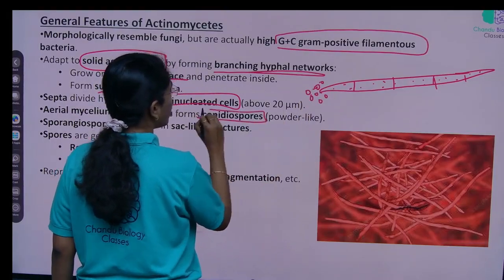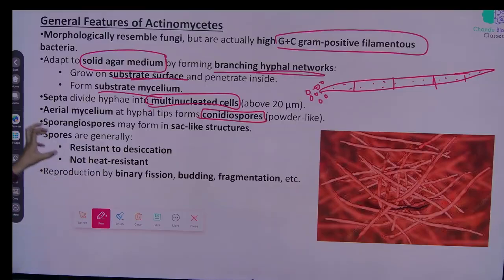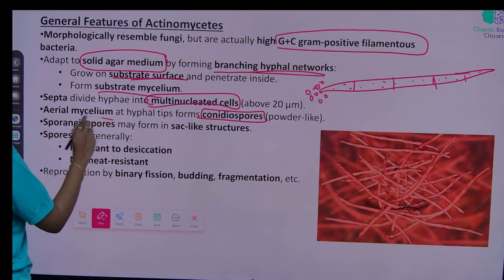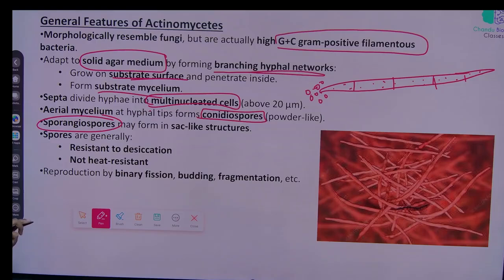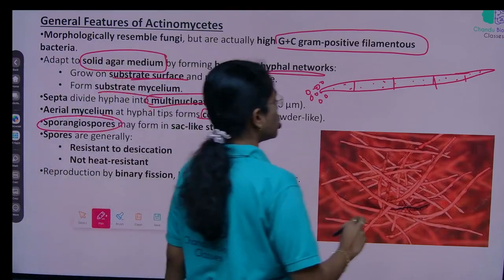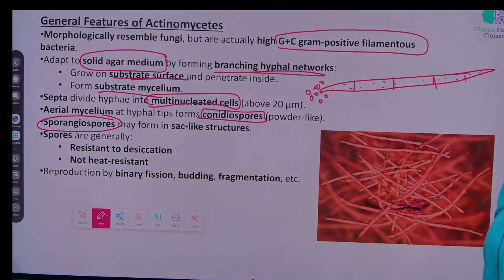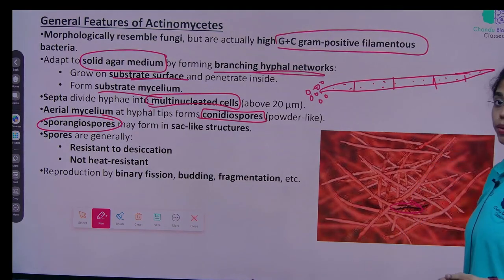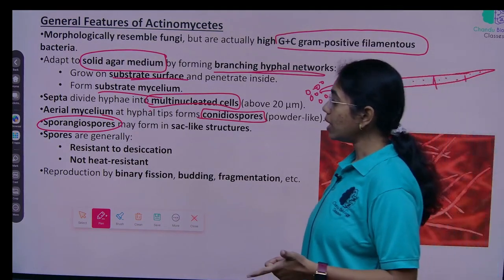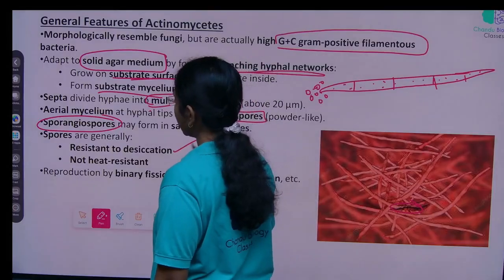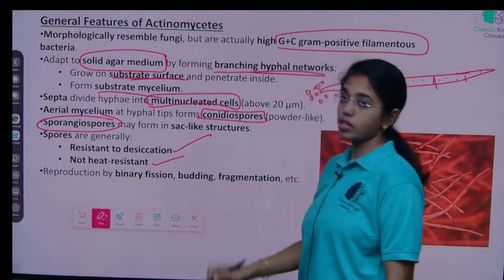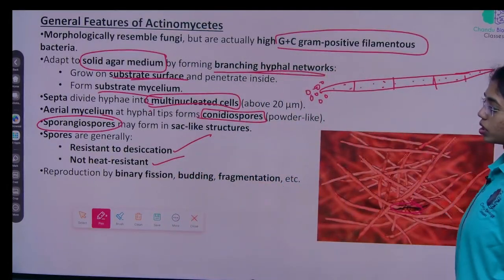Conidiospores, remember, are a specific feature of actinomycetes. And sporangiospores, what do they form? They are formed in sac-like structures. Both conidiospores and sporangiospores are resistant to desiccation but are not heat resistant.